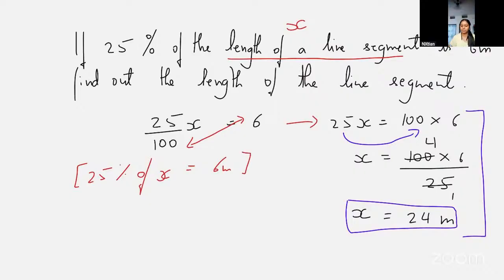If you do it like this, canceling, or if you do 100 into 6, 600 divided by 25, then also you'll get the same answer. Okay? Same thing. All right. Now, any doubt in this? Any questions? No, ma'am. Okay, write this down and then I will give you one question to try based on this.